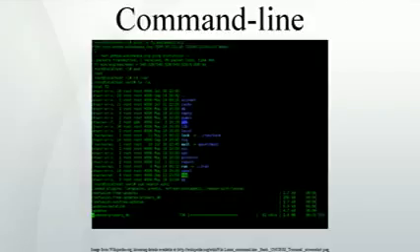Application command line interfaces. Application programs, as opposed to operating systems, may also have command line interfaces. An application program may support none, any, or all operating system functions.